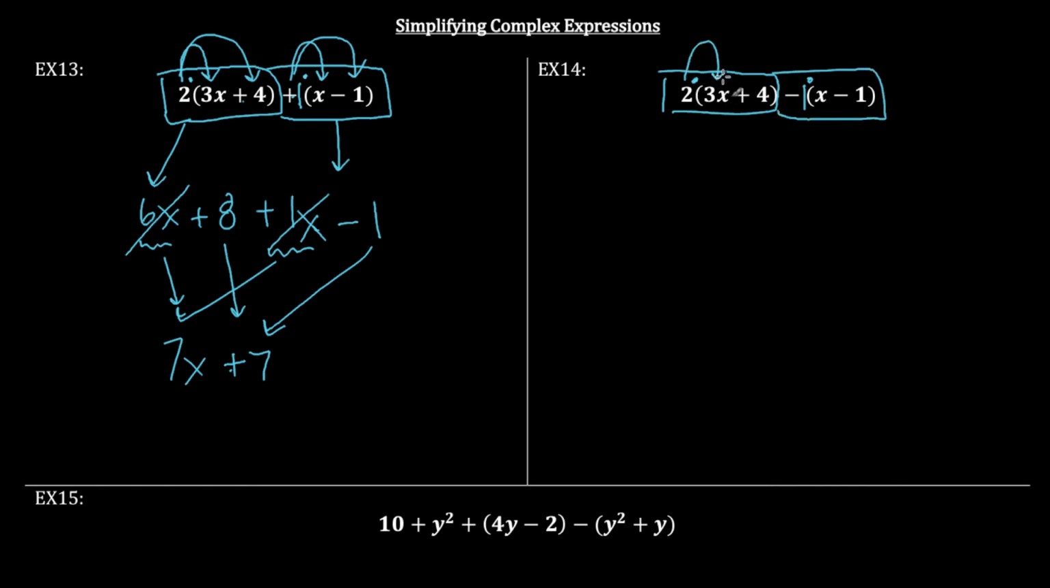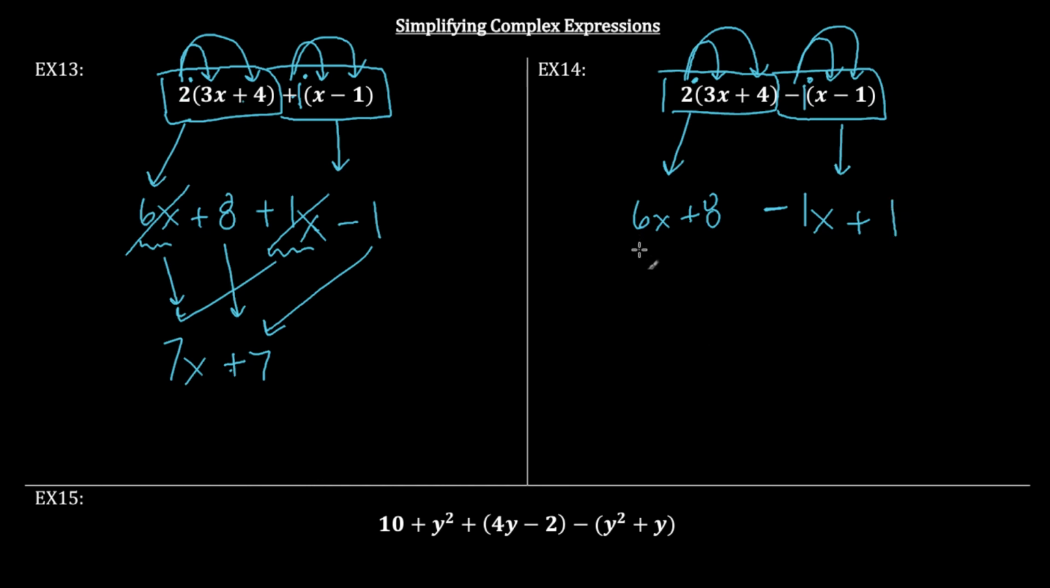So 2 times 3x is 6x. Positive 2 times positive 4 is positive 8. So a negative times a positive is a negative. 1 times x is 1x. A negative times a negative is a positive. 1 times 1 is 1.